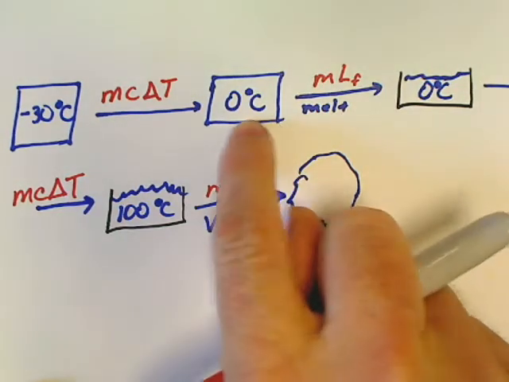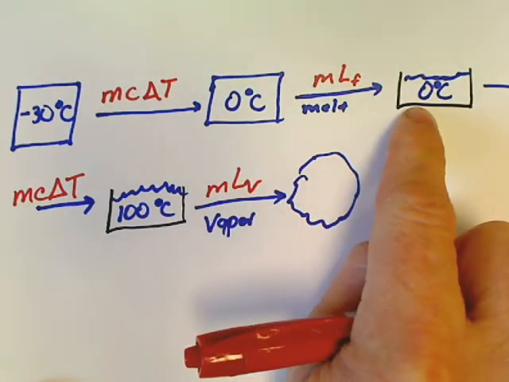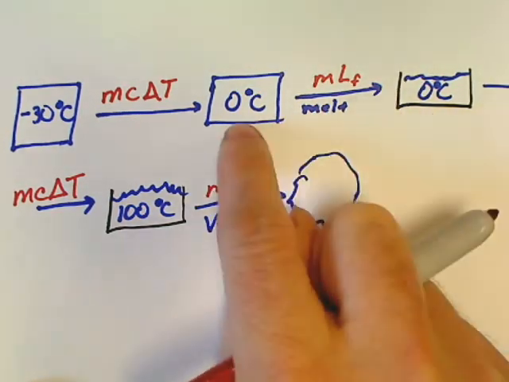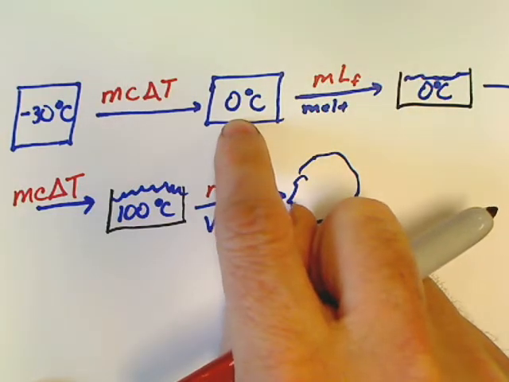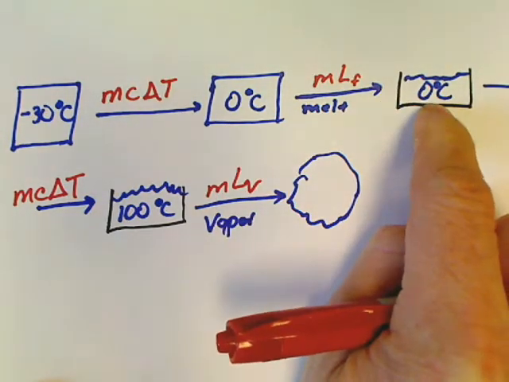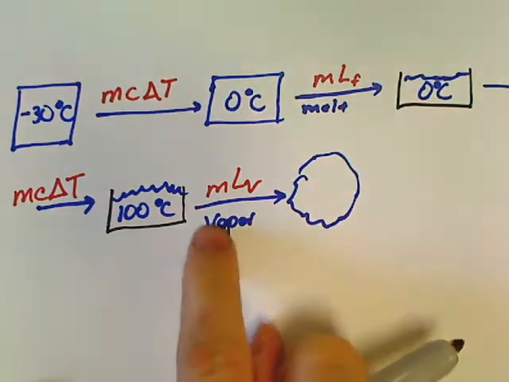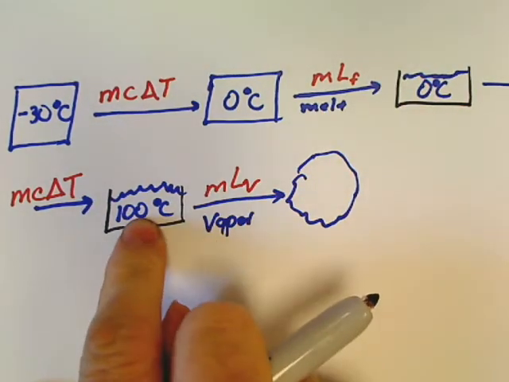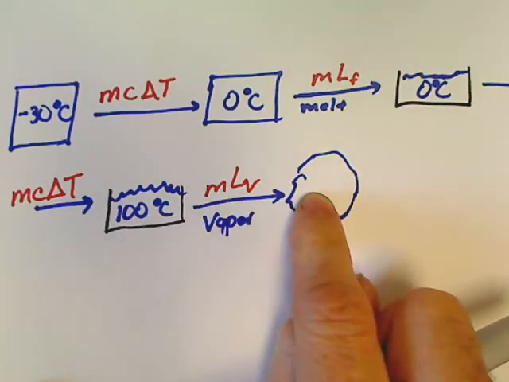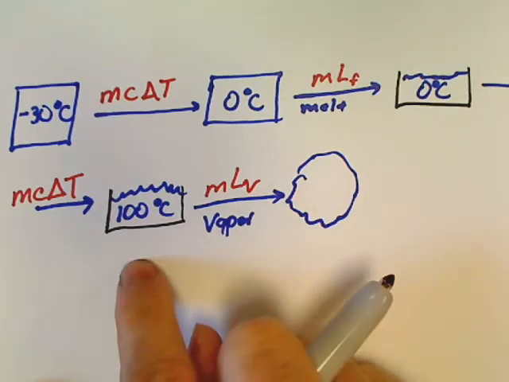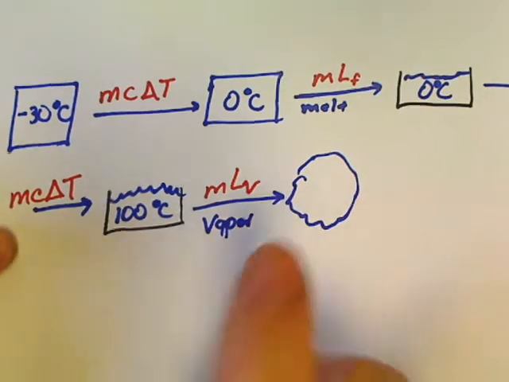Let's go back to here. I had a piece of ice and I melted it. When I melted the piece of ice, I had a piece of ice that was at 0. I melted it, it became water at 0. Go back to here. I've got water that's 100. I'm going to vaporize it and turn it into steam. What should be the temperature of that steam?